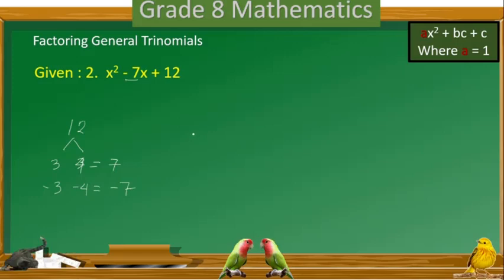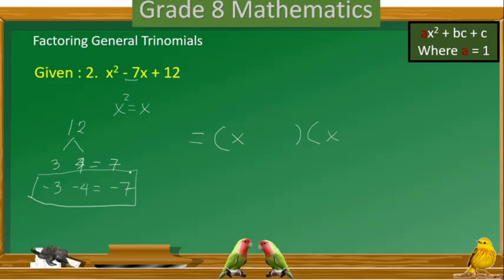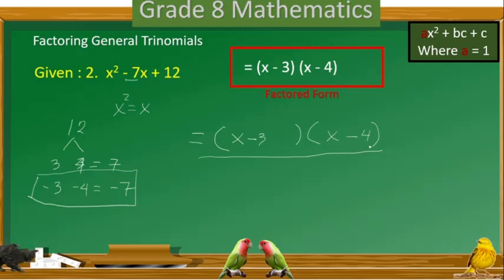Same as usual, we are going to find the square root of x squared, which is x. So we put x, then x, then next is negative 3, right? Negative 3, then the second one is negative 4. So this is the answer now for the second example. This is the factored form.